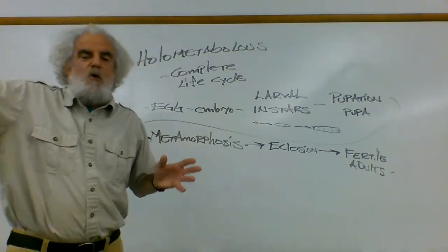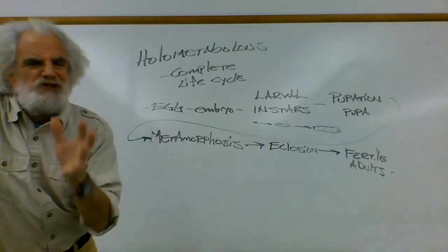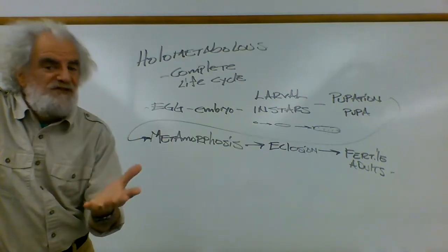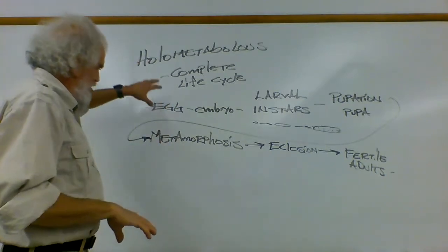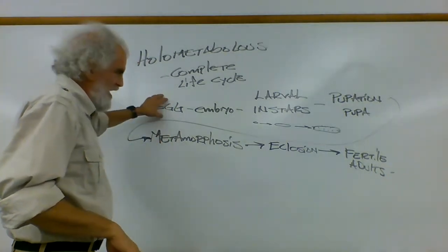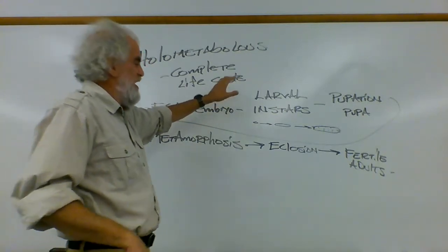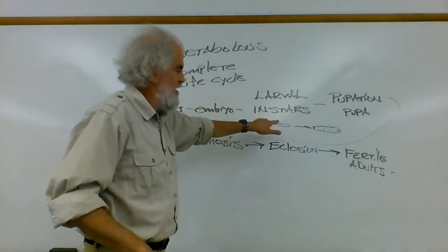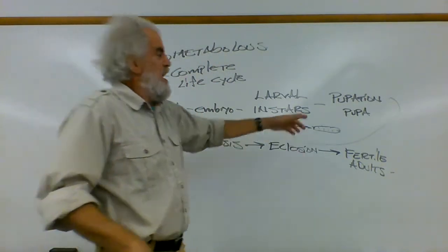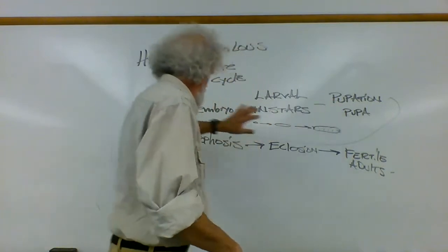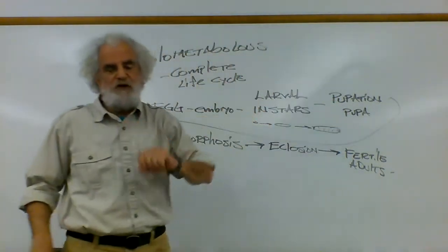Now, what makes this critical is that this is a pretty much set in stone life cycle. The insects that we're going to be looking at are laid as fertilized eggs. They undergo embryogenesis. The embryo hatches out as a first instar larva. They go through larval instars, and it's a very precise set number. They go through pupation, metamorphosis, they eclose, and you've got a fertile adult.